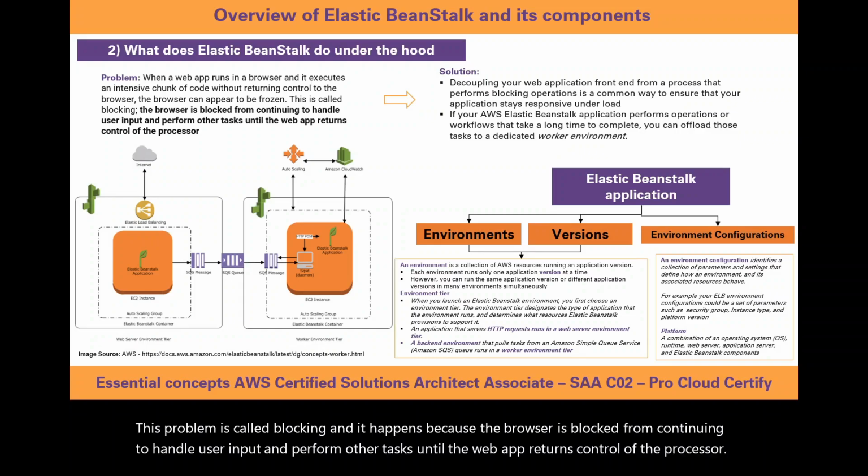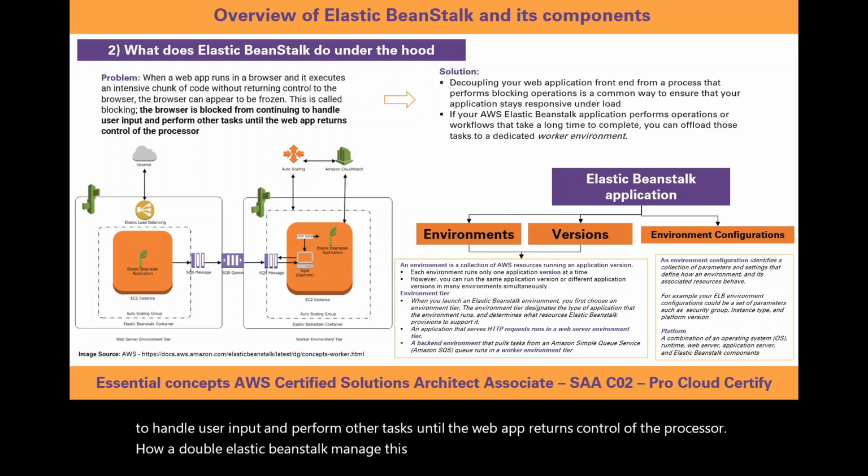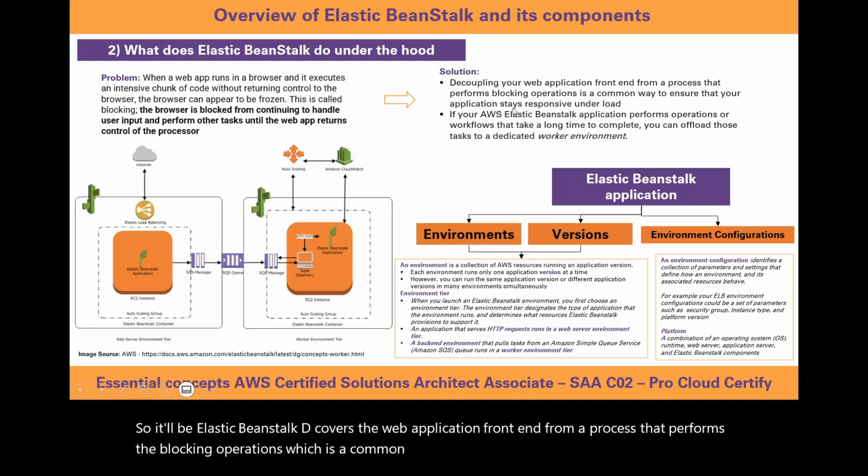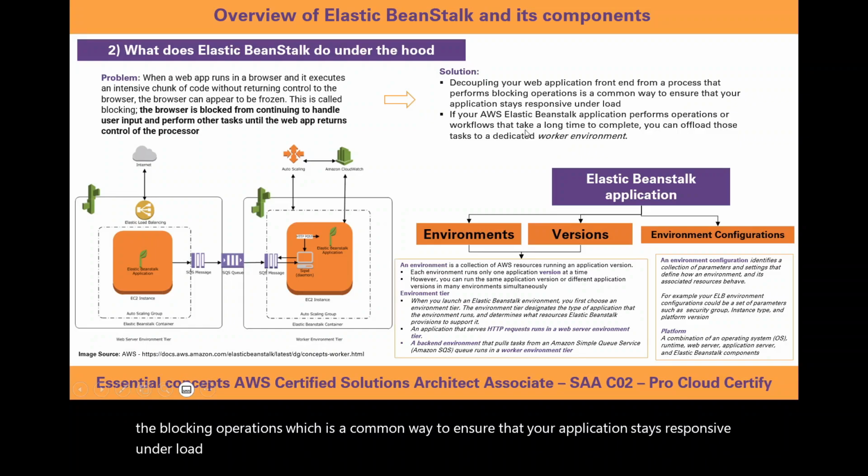How AWS Elastic Beanstalk manages this particular problem is that it creates different environment tiers. There are two environment tiers that are created. First is the web server environment tier, and then the worker environment tier. So AWS Elastic Beanstalk decouples the web application front end from a process that performs the blocking operations, which is a common way to ensure that your application stays responsive under load. If your AWS Elastic Beanstalk application performs operations or workflows that take a long time to complete, these tasks are offloaded to a dedicated worker environment.